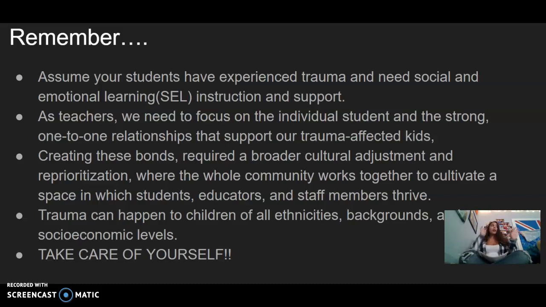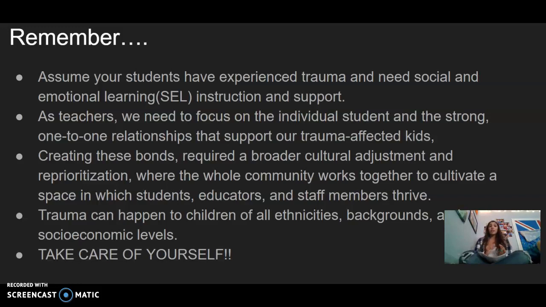as a student academically. Creating these bonds requires a broader cultural adjustment and prioritization where the whole community works together to cultivate a space in which students, educators, and staff members thrive. So this social and emotional learning, or this trauma-informed teaching, doesn't just happen in the classroom. This can be a school-wide thing where it doesn't matter who it is, as long as the student has a trusted adult, it's going to help them. And it's going to help even more if this is a school-wide project as well, so that the teacher doesn't feel like they're battling this by themselves.